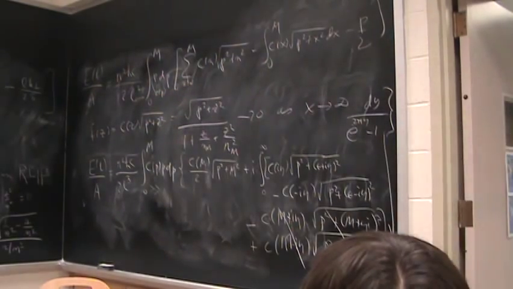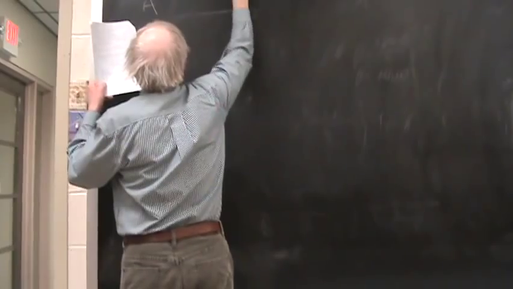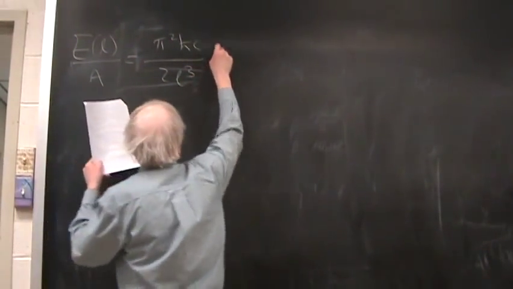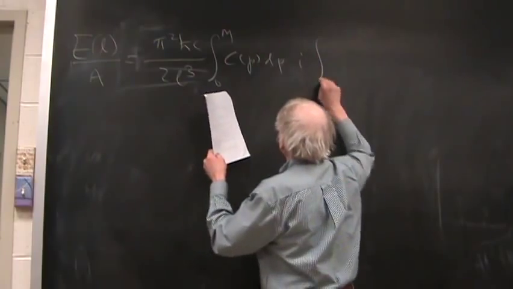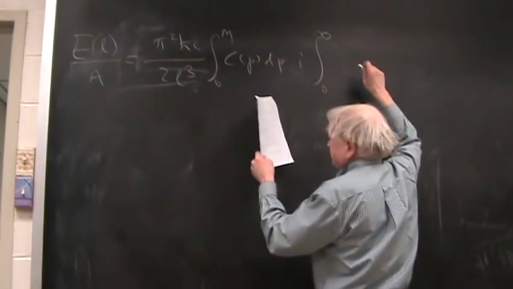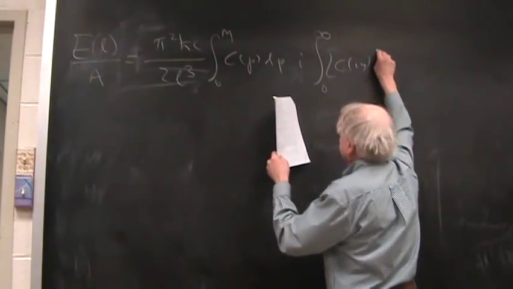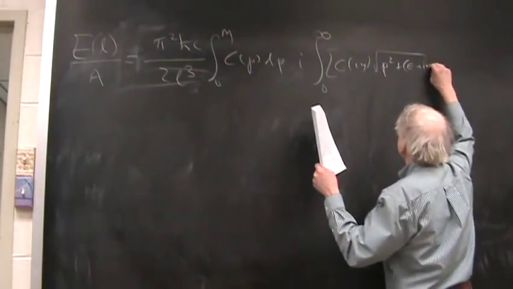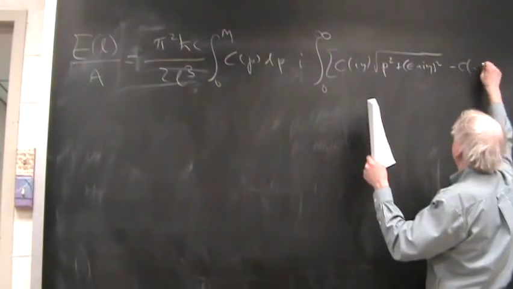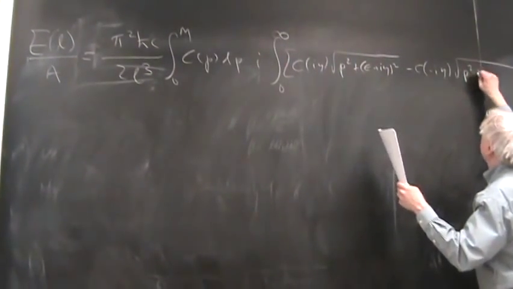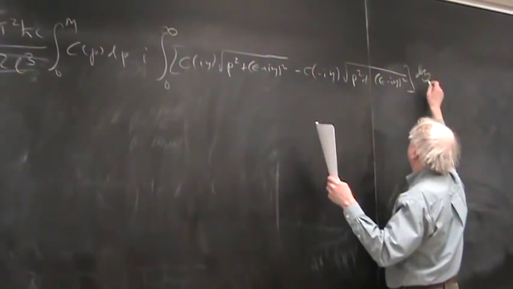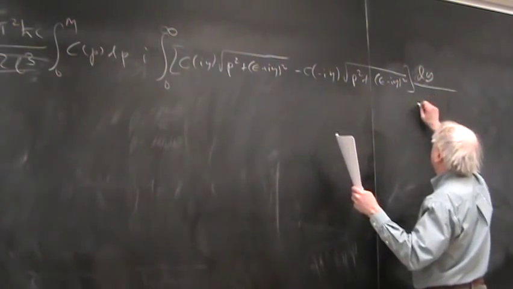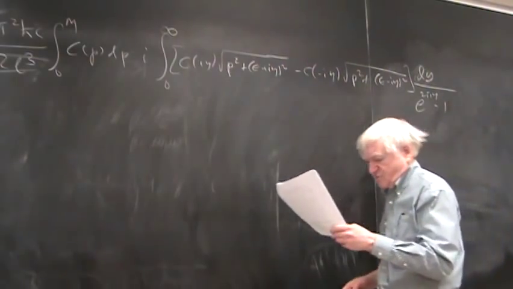aren't. And so what we have then is E of L over A is pi squared h bar c over 2L cubed integral 0 to m c of p dp and i integral 0 to infinity c of iy square root of p squared plus epsilon plus iy squared minus c of minus iy square root of p squared plus epsilon minus iy squared dy over e to the 2 pi y minus 1. All right, so that's our expression at this stage.